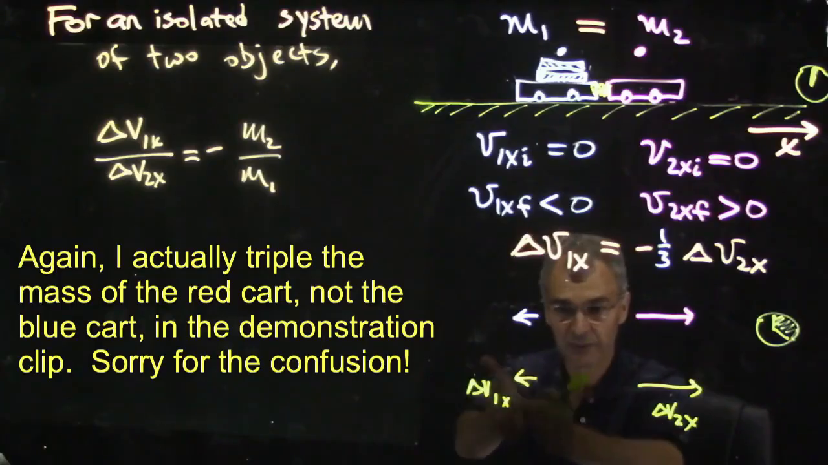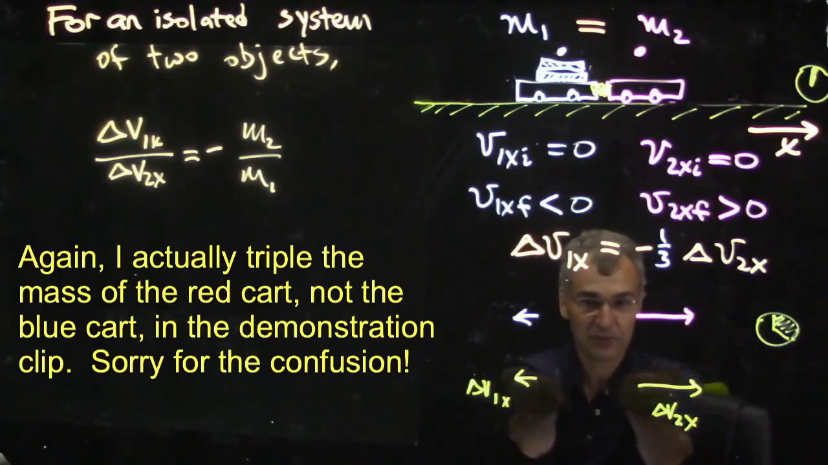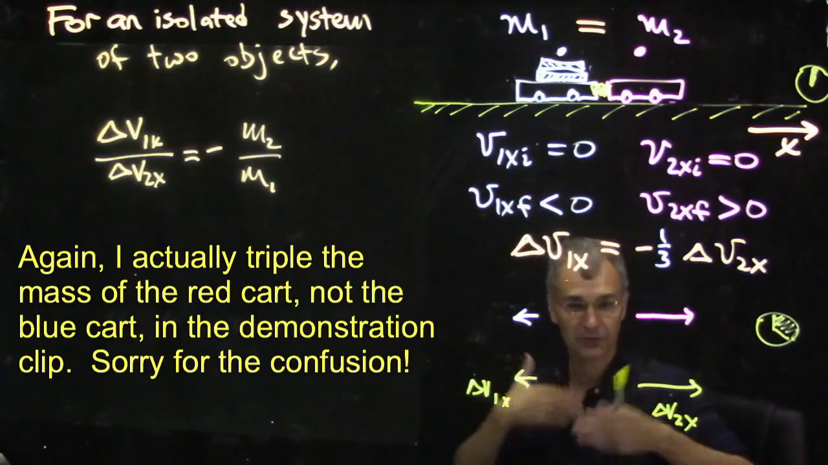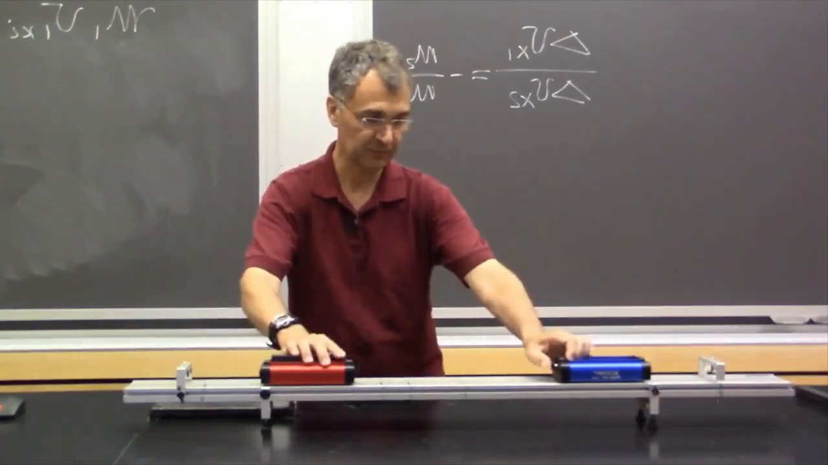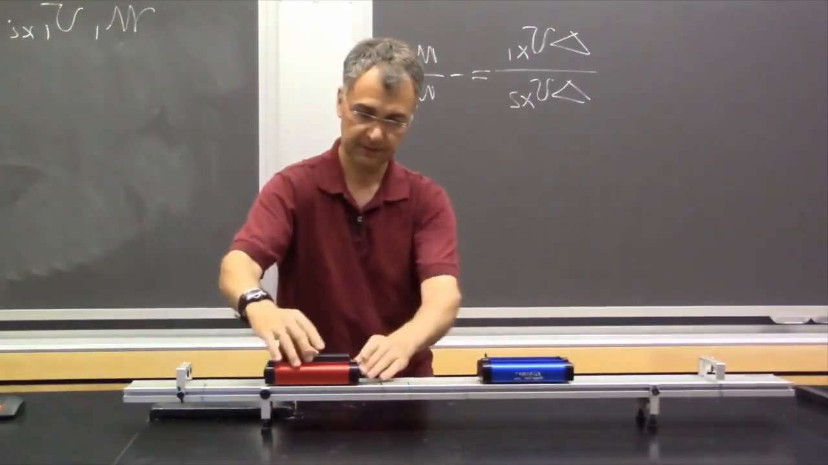And again, if you multiply this by its mass, and you multiply this by its mass, then you have 2 arrows that sum to 0. In other words, the changes in momentum sum to 0. Let's watch that. And then we can make the ratio of masses be 3 to 1.